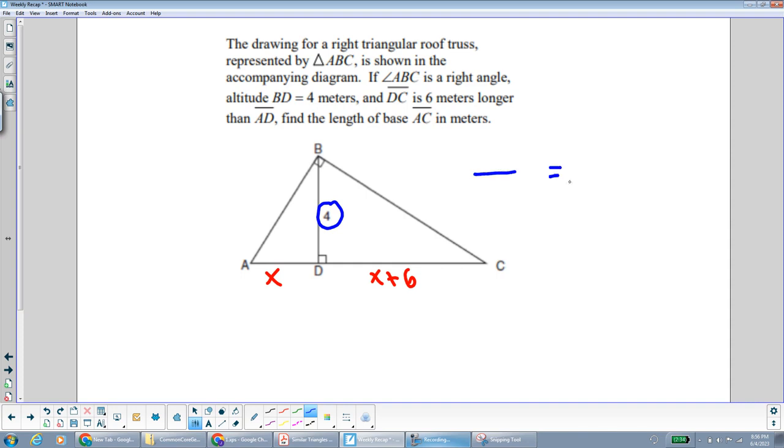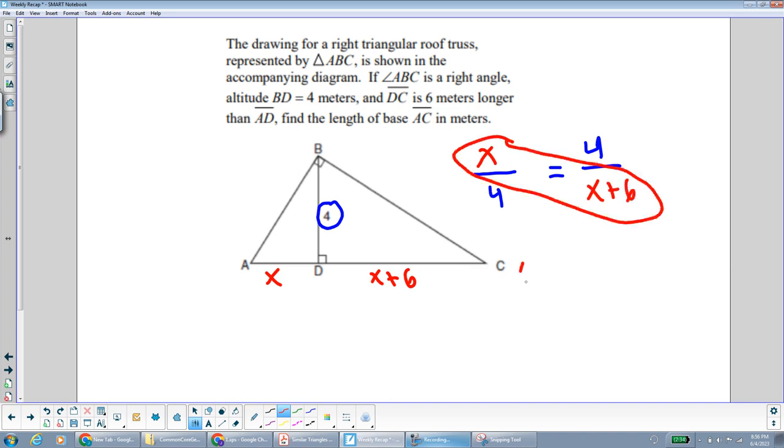So when I set up my proportion, the altitude is going to be written twice so that it gets cross multiplied by itself. In one of the other spots, I'm going to put one piece of the hypotenuse, and in the other spot, I'm going to put the other piece of the hypotenuse. Now, all I have to do is cross multiply. Remember to distribute the x in both spots. This question worked out to be a quadratic, so I do have to factor here. In order to factor, I'm going to make my equation equal to 0 by subtracting 16 from both sides.